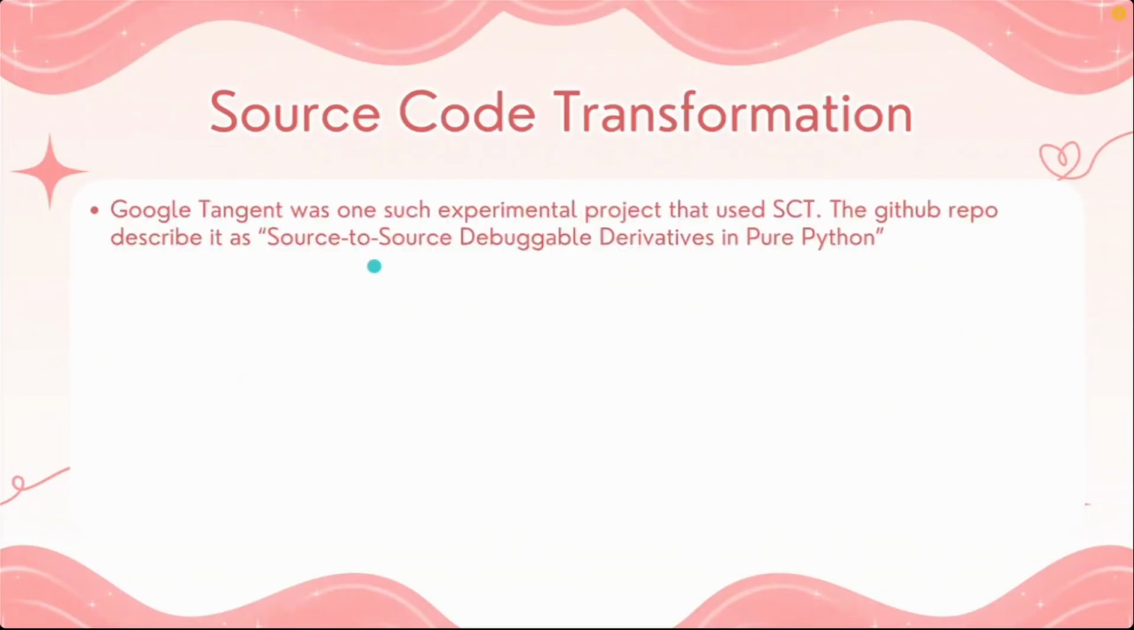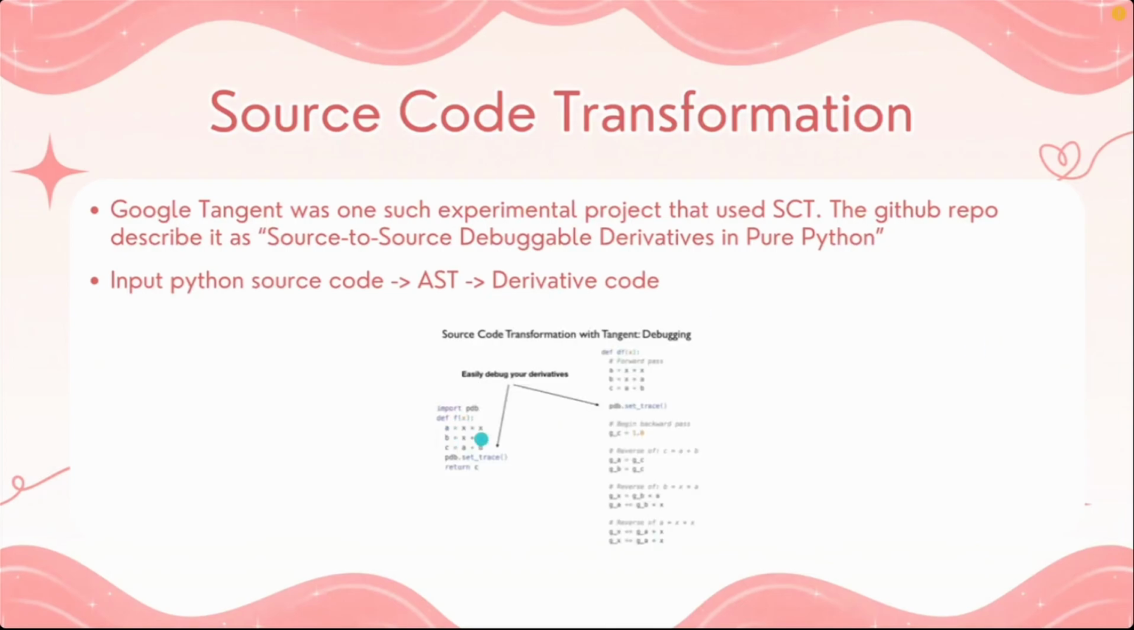Source code transformation was just an experimental project by Google. You can find the recent papers on the Tangent project. It did not become widespread as such, but what Google defines is a source to source derivative in Python. Your input is a source code, and they create an abstract syntax tree out of that source code and get the derivative code of it.